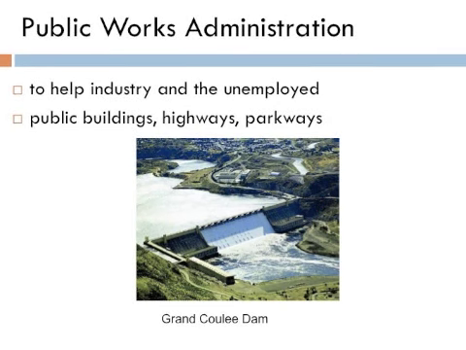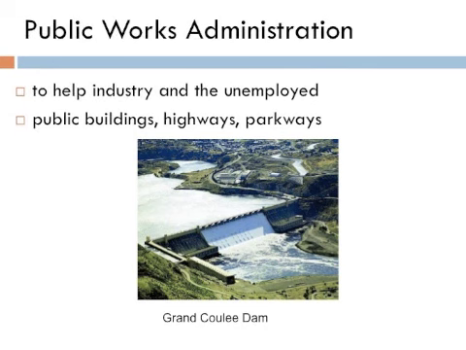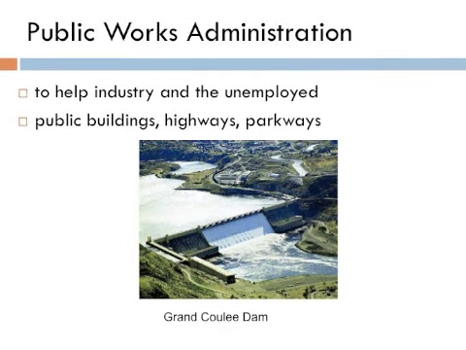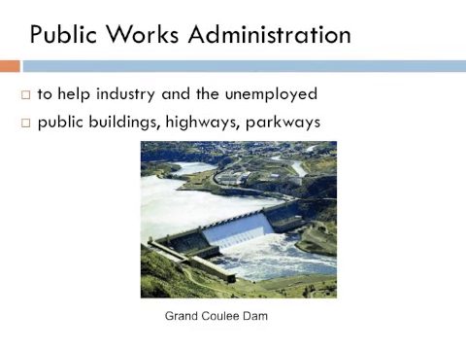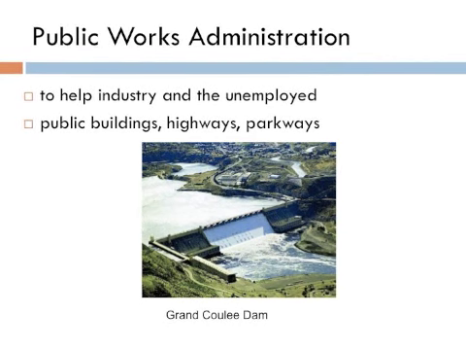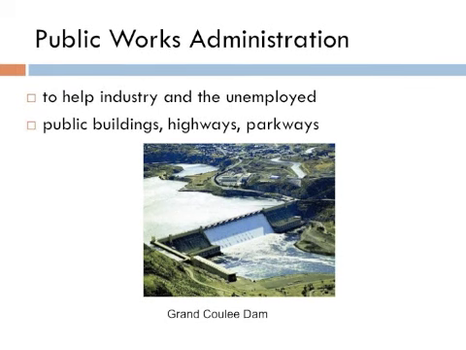Next is the Public Works Administration, which basically gave money to federal contractors for the creation of public works like highways, buildings, parkways, green spaces, all of these things that in effect are meant to benefit the common good, to benefit the community. So it was a way to help industry and the unemployed, and yet another program in the many that we have talked about.